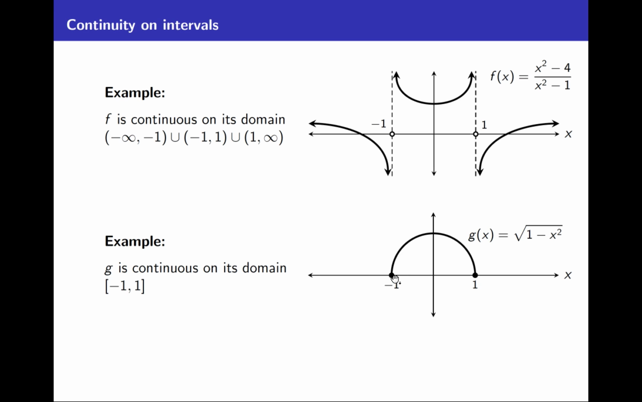So we get a continuous function, a function g of x that's continuous on the closed interval from minus 1 to 1. There are no breaks in this graph of g of x on that interval. So again, most functions will have intervals as their domains, and you can talk about continuity on those intervals.